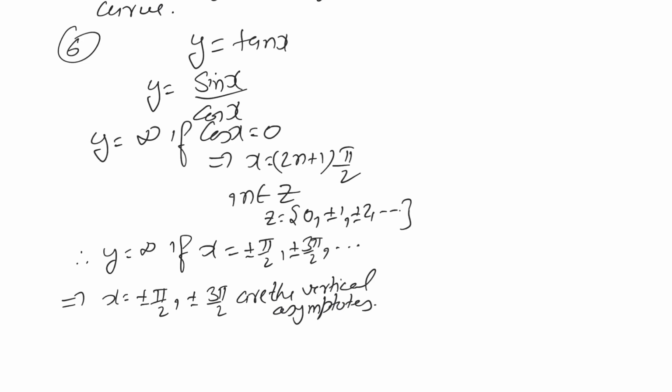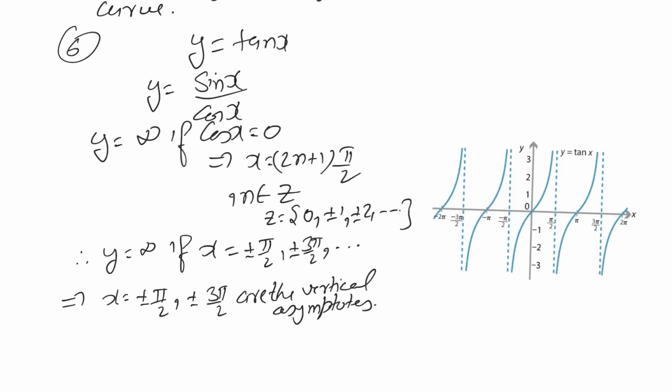Now the figure of y is equal to tan x is given by this one. Here x is equal to pi by 2, x is equal to minus pi by 2 are the asymptotes, x is equal to 3 pi by 2, x is equal to minus 3 pi by 2 are the asymptotes, as they are touching the curve at infinity. Okay, so these are the asymptotes of the curve. So this is the figure of y is equal to tan x.